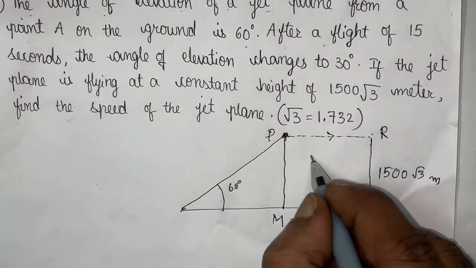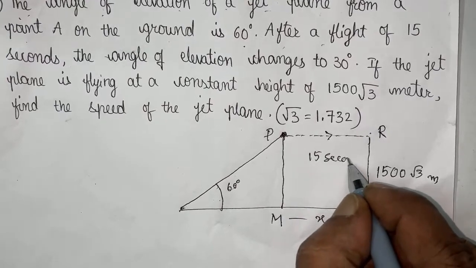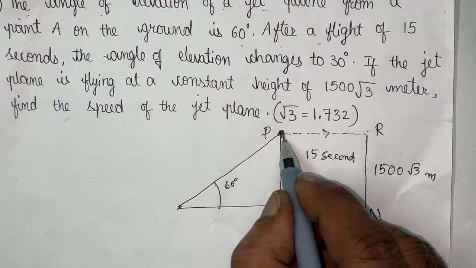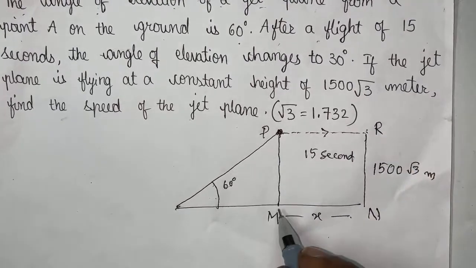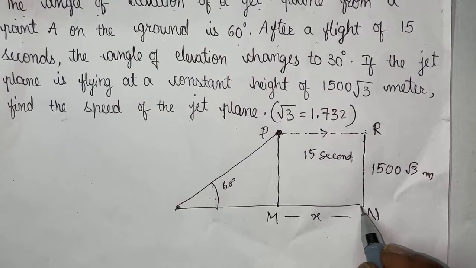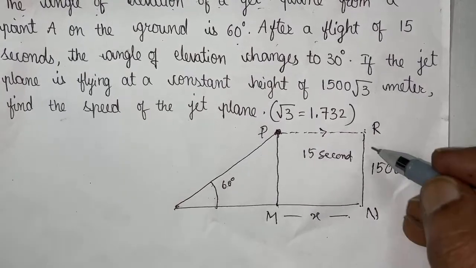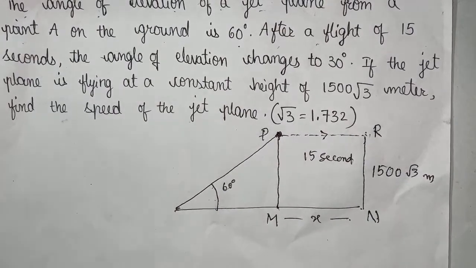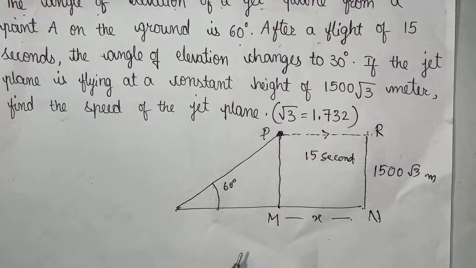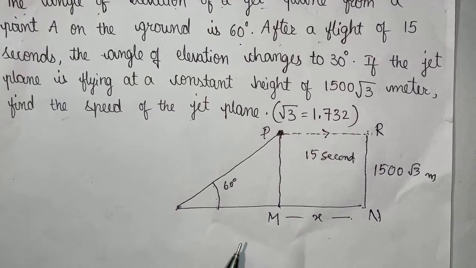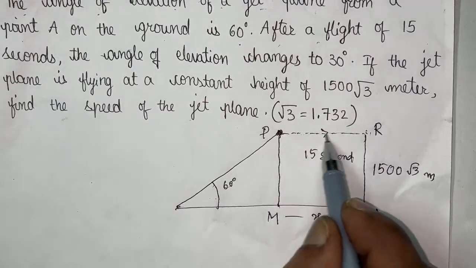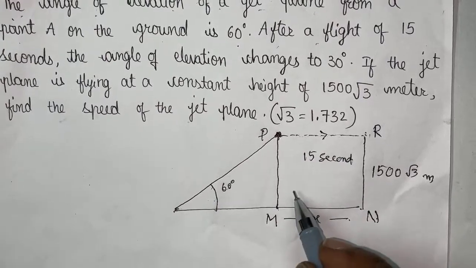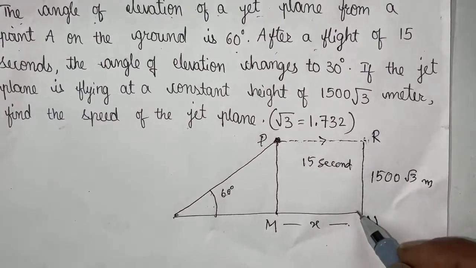How much time is taking? 15 seconds. From where? The journey of the jet plane from the point P to point R, or you can say from M to N also, same only. And what height does it fly? The jet plane is going at the same height. It is not going uneven, not coming downwards, not going upwards. So it is maintaining a beautiful rhythm. What height from the point P? That means it is 1500 root 3 meters. Same height it's going there.